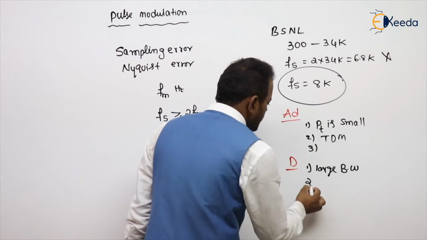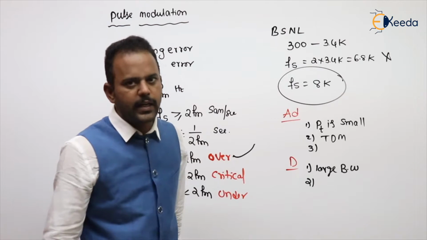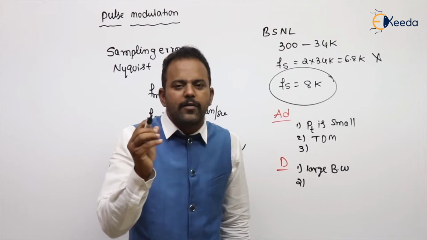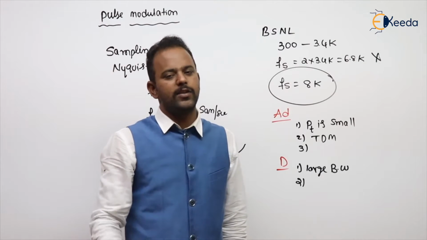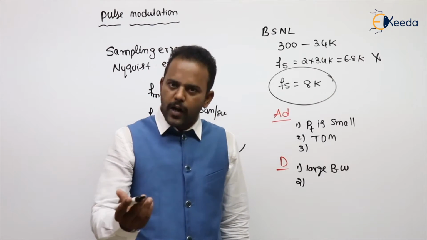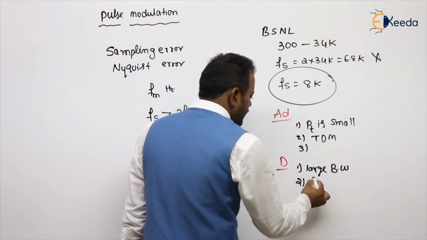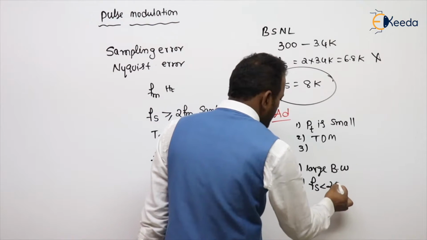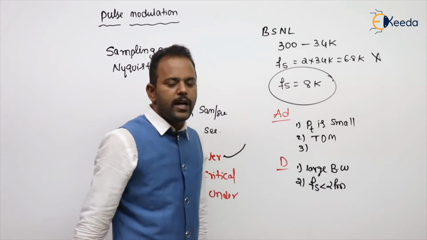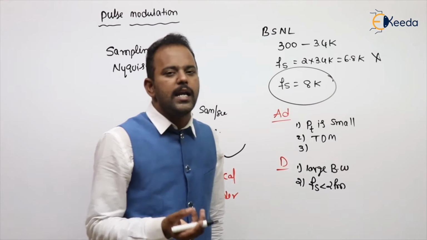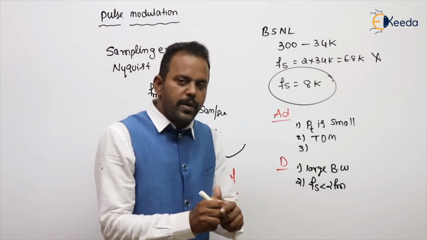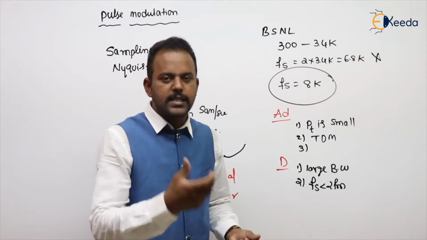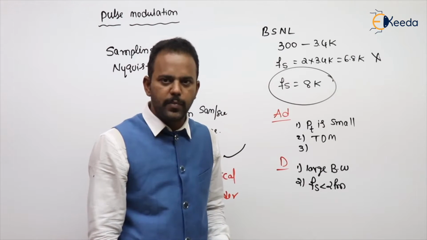The second thing, I already told in the starting itself, is that these have a natural problem of sampling error or Nyquist error. For example, if the Fs value is less than 2 FM, then we have a problem called the aliasing effect. It means the frequency components will interfere with each other, and reconstruction is not possible. Are you getting my point?